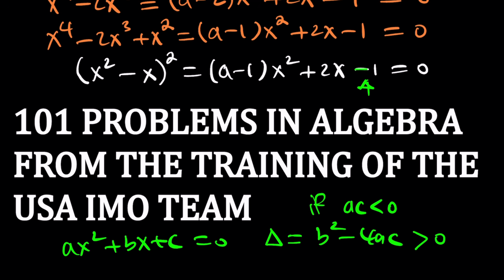So it's not going to be a perfect square because delta will be positive, which means you have 2 distinct real solutions, okay? So what should we do then? The only possibility then, as I told you earlier, is that this a minus 1 be negative. In that case, we can be okay.